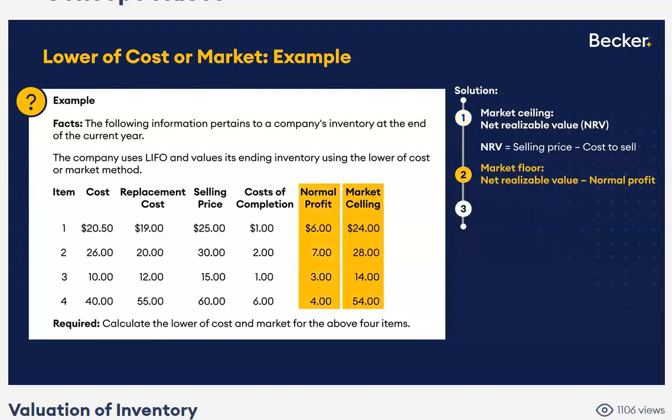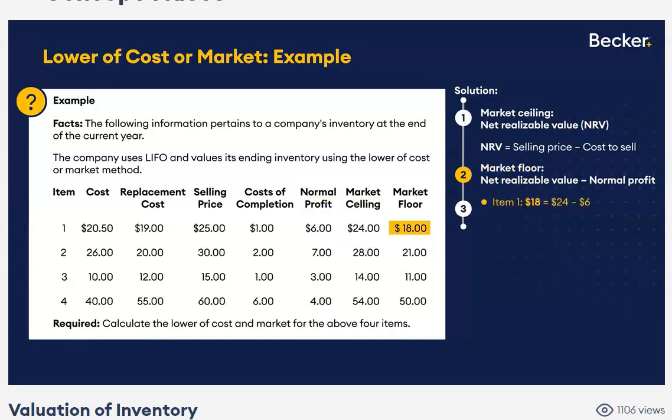Now subtract from the net realizable value the normal profit you would make on that item. Now, they might give you this as a percentage of the selling price. Here we've given it to you as a dollar amount. If we don't give it to you as a dollar amount, they'll tell you the normal profit is a certain percentage of the selling price. But here we gave it to you as a dollar amount.